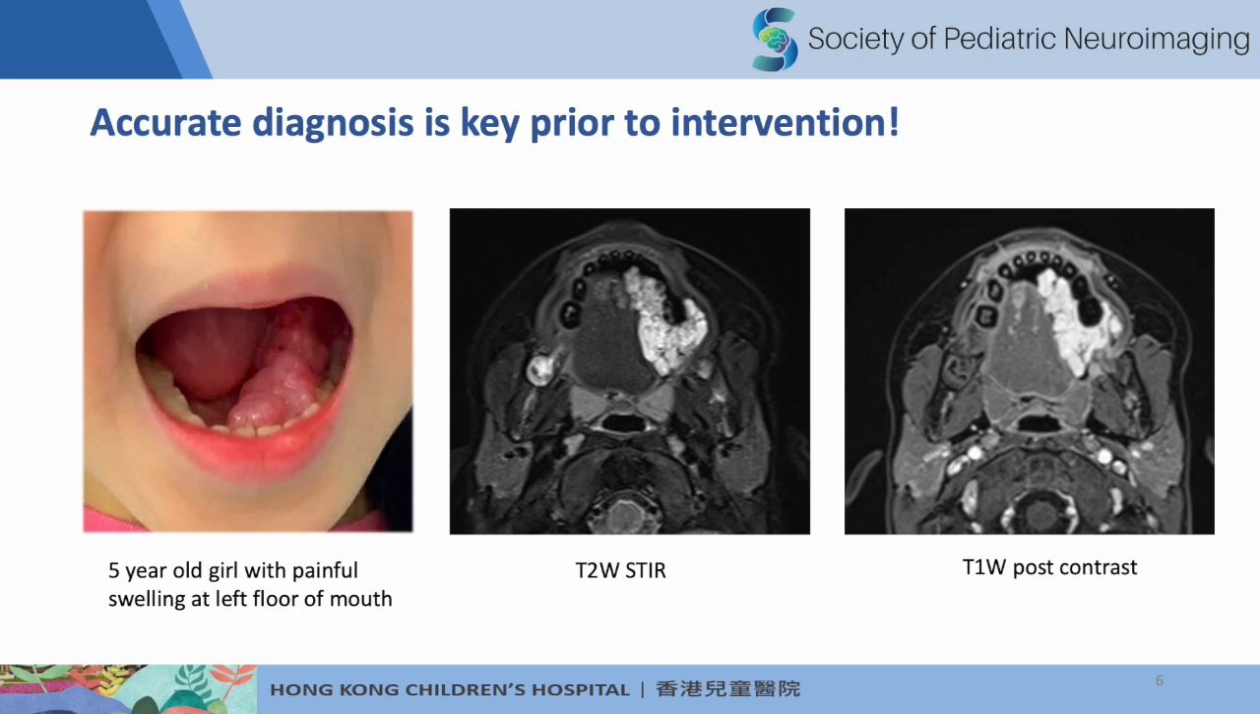Now, accurate diagnosis is absolute key before we perform any intervention. Taking this 5-year-old girl with a painful swelling at the left floor of mouth as example, on clinical examination, there seems to be a firm swelling at the lateral aspect of the left floor of mouth that has been slowly growing. And you can appreciate the lesion is of high signal on the T2 weighted sequence, and on post-contrast imaging, it avidly enhances.